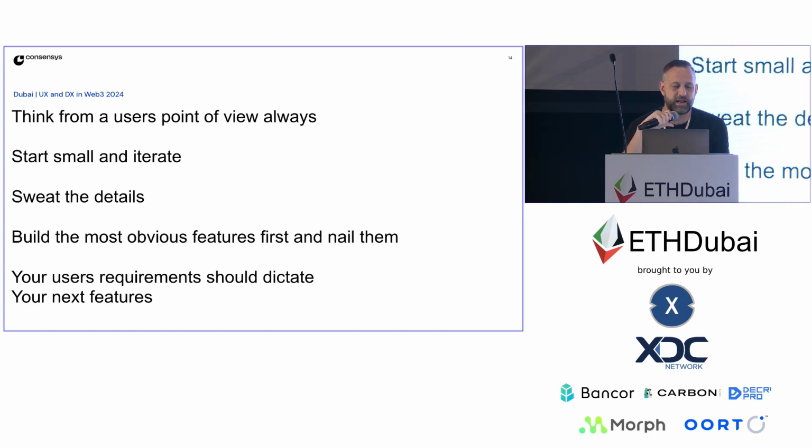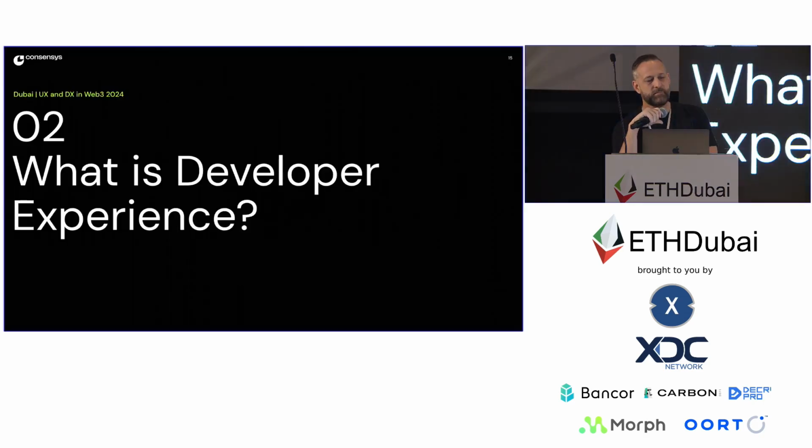Some final thoughts that I have on UX: as you start to build your next dApp product or service, think about it from a user's point of view always. Start small and iterate. Starting too large and having your hand in too many pots, doing too many things and initiatives at once is always a recipe for disaster. Sweat the details, build the most obvious features first, and nail them. Your user requirements should dictate what the next feature is beyond that as well.